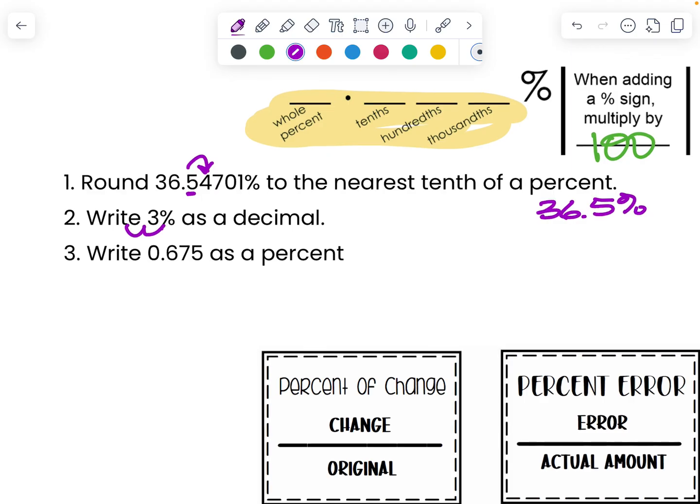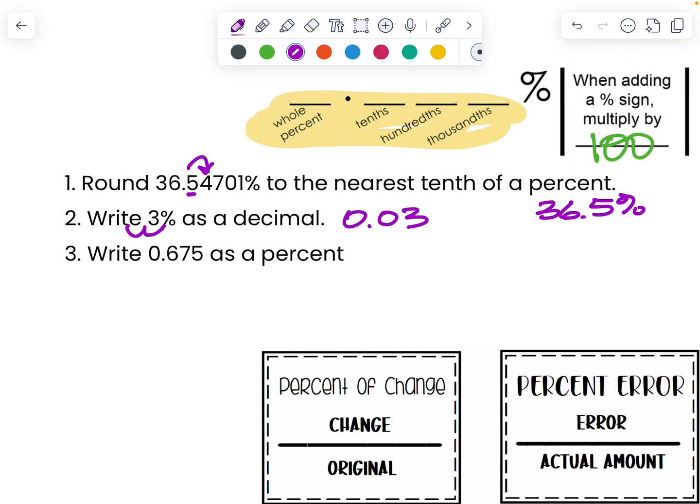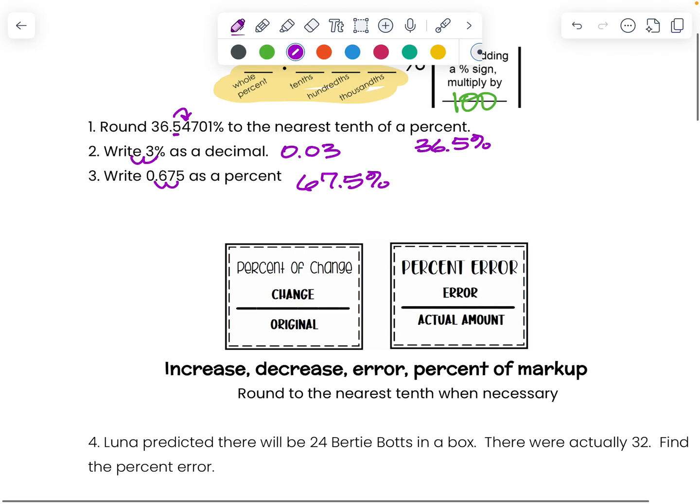Write this one as a decimal. Multiply by 100, it'd be 0.03. Write this as a percent. There you go. Goes the other direction. 67.5%. Ta-da!